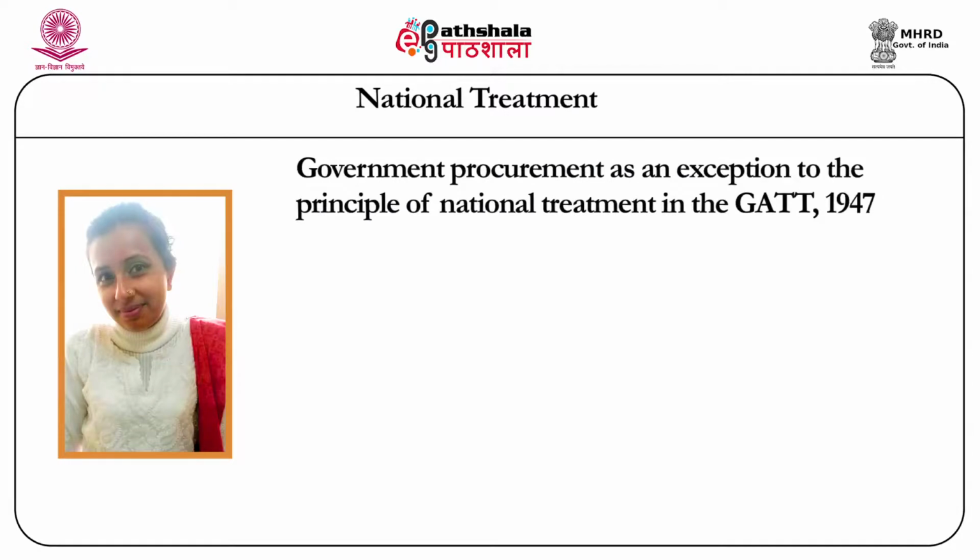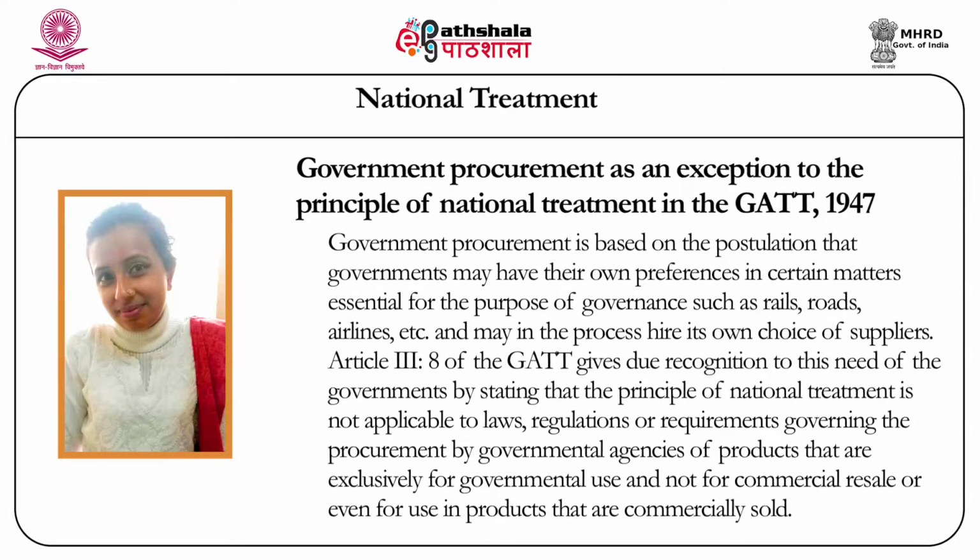What is government procurement as an exception to the principle of national treatment in the GATT 1947? Government procurement is based on the postulation that governments may have their own preferences in certain matters essential for the purpose of governments such as rail, roads, airline, etc., and may in the process hire its own choice of suppliers. Article 3 Clause 8 of the GATT gives due recognition to this need of the governments by stating that the principle of national treatment is not applicable to laws, regulations or requirements governing the procurement by governmental agencies of the products that are exclusively for governmental use and not for commercial resale or even for use in products that are commercially sold.